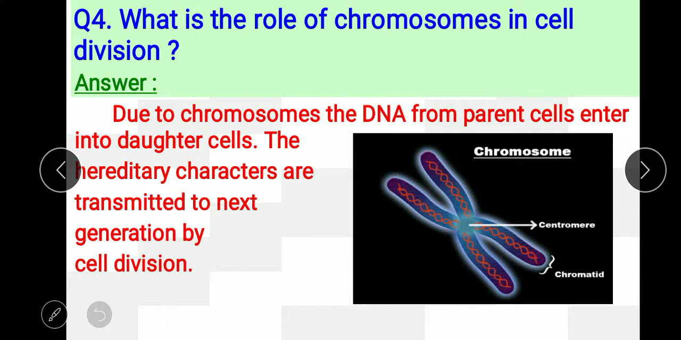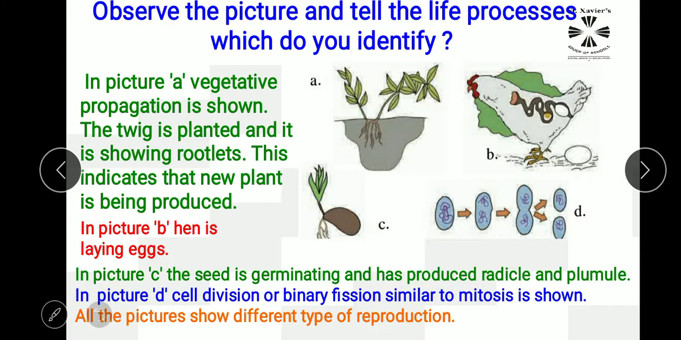The hereditary characters are transmitted to the next generation by cell division only, students. So there is an important role of chromosomes in cell division. They carry the hereditary characters of the parents to the daughter cell, students. So this is the importance of the chromosome in cell division.